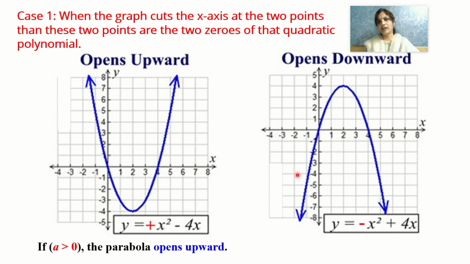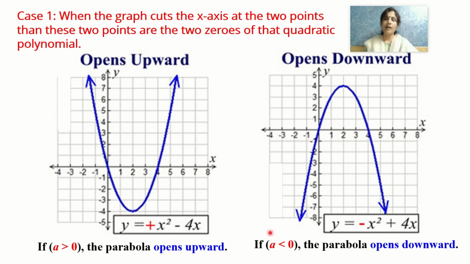Have a look at the second graph. You can see here that the graph opens downward. When the graph opens downward, it means a is less than 0. So this is a quadratic polynomial which has 2 zeros, that is 0 and x is equal to 4. But here the value of a is less than 0. It is for the graph y is equal to minus x square plus 4x. And the previous graph is for the equation y is equal to plus x square minus 4x. So in the first case a is greater than 0 and in the second case a is less than 0.